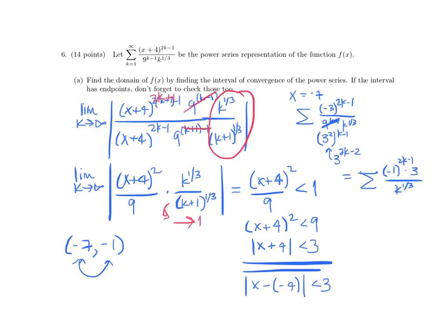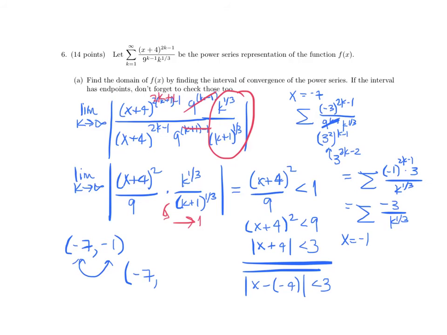Now, upon close inspection, we want to double check what that exponent is that we're raising negative 1 to. 2 times k minus 1 is always going to be odd. So this is always going to be negative. It's not an alternating series. So this becomes negative 3 over k to the 1/3. Now this is a scalar multiple of a p series, where p is equal to 1/3. Unfortunately, that means that it's going to diverge. So we can't include negative 7 in our interval of convergence. Let's now test x equals negative 1.